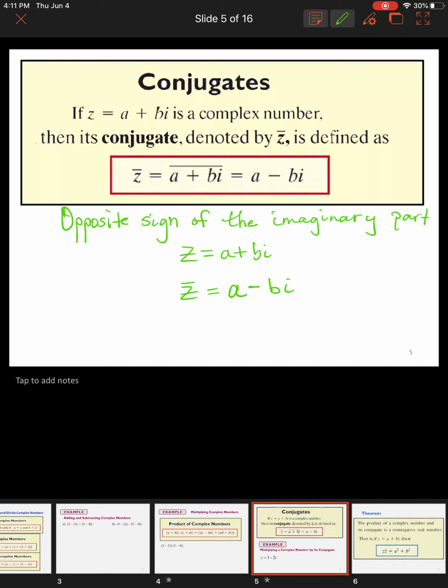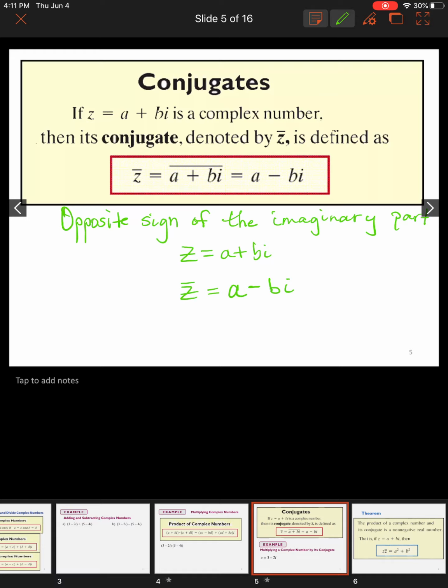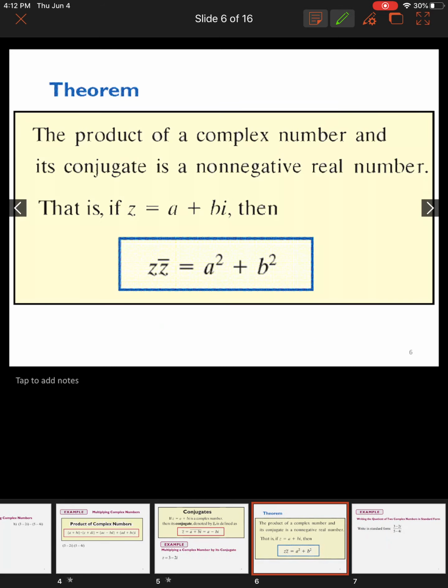Now, let's jump into some examples with this. All right, quick example. We have z equals 3 minus 2i. So find z bar. What is z bar? Oh, that's all I gotta do? Man, z bar is equal to 3 plus 2i. Because I took the opposite sign of the imaginary part.